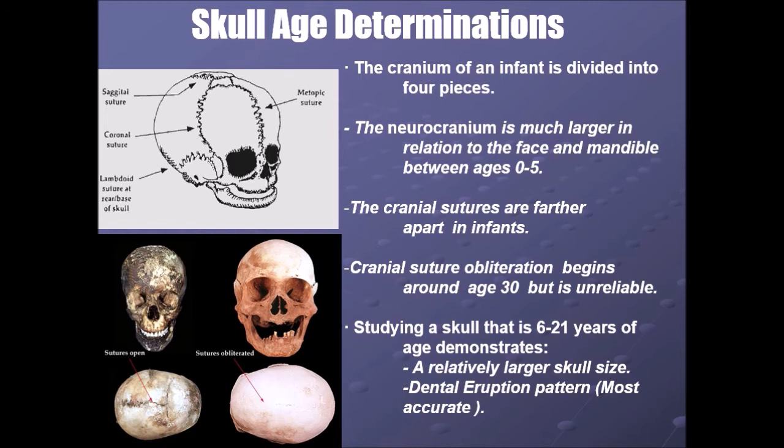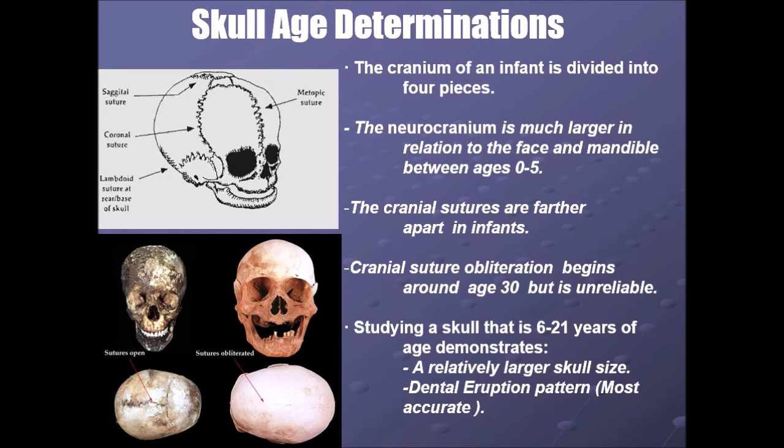The cranium of an infant is divided very clearly. It tends to have more sutures. The sutures have these holes in them, which are called fontanelles. That's where the sutures come together. This is a growth area. There's no bone here. So if the hole there is a fontanelle, you know you're dealing with an infant skull, okay?